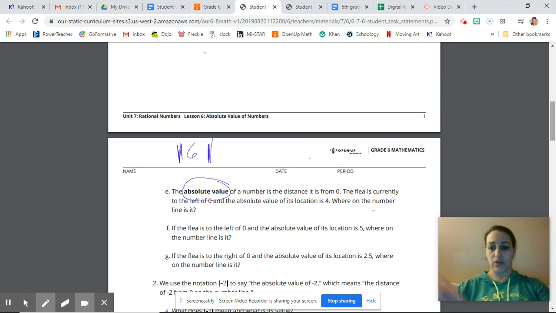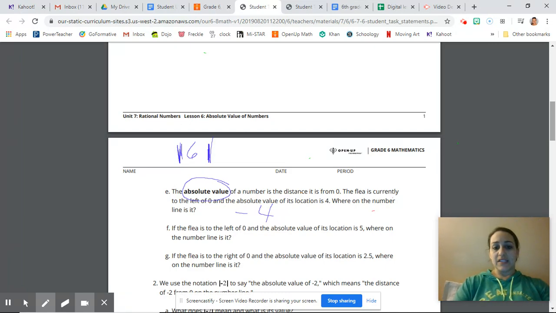I see on question number 2 at the bottom of our page right now that we're going to start to see that symbol in there. The flea is currently to the left of 0, so if I come back to it, if it's to the left, left is less. Think LL, left, less. So if he's to the left, he's on that lower number side, so he must be on the negative side of the number line. And he's 4 units away. Well, on the negative side, the number that would be 4 units away from 0 would be -4.